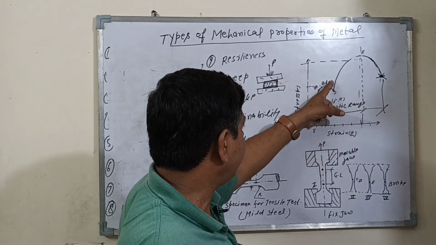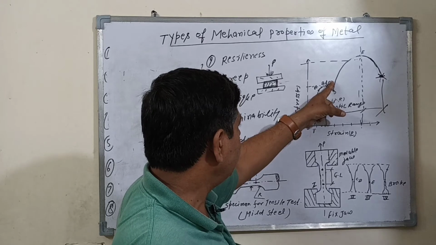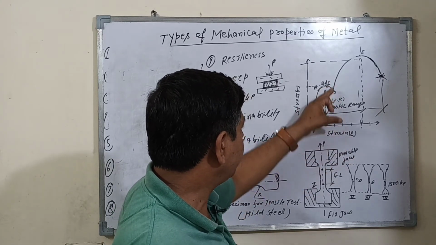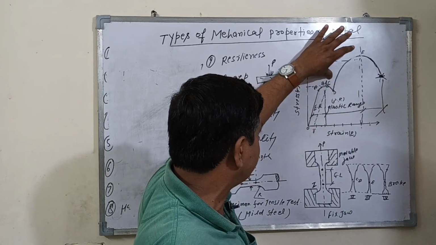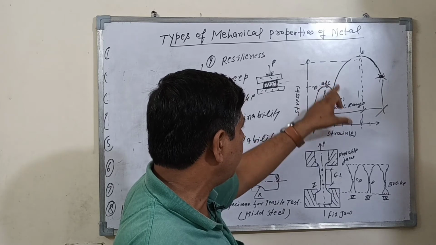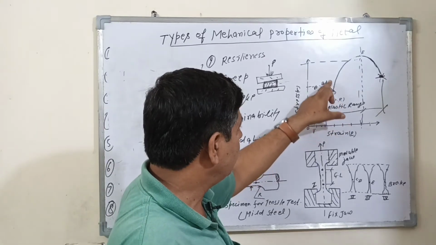At this point C, suddenly the force goes down and the strain increases. So at point C, this is the yield point. This is the upper yield point, and this is the lower yield point, C and D.